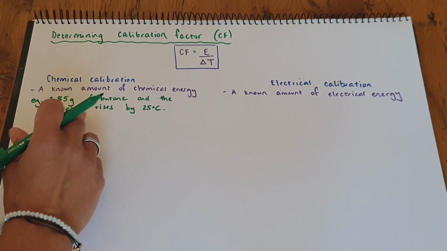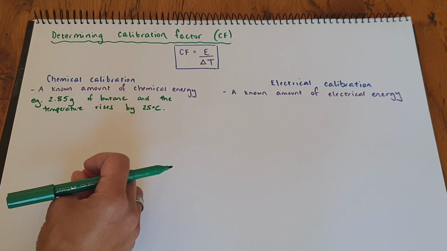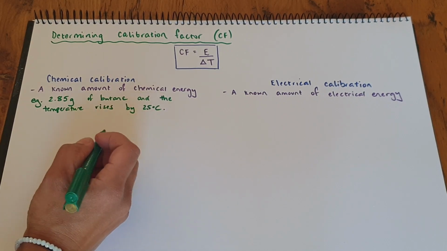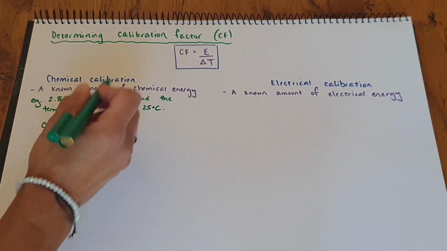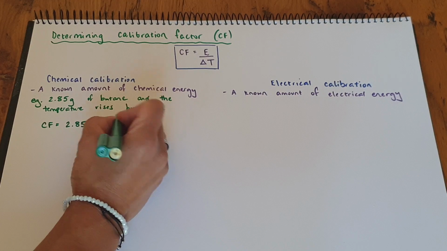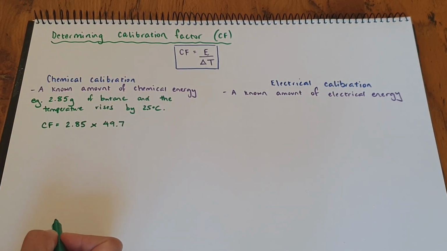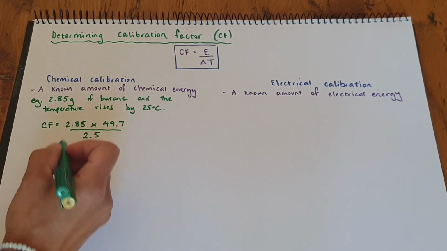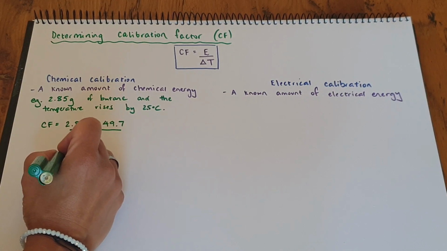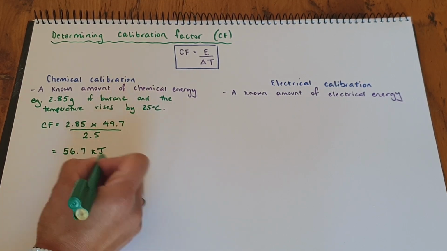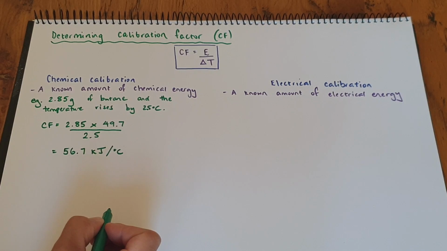Okay, so if we're going to calculate the calibration factor, the known amount of chemical energy, I look at the data book and I see that butane can release 49.7 kilojoules of energy for every gram. I've got 2.85 grams, so the known amount of energy would be the 2.85 grams that I have of butane multiplied by how much energy I get from every gram. I have to divide by the temperature change, which in this case is 2.5. I put that all into the calculator and I get 56.7. This was in kilojoules, so that means that my calibration factor is in kilojoules per degree Celsius. So a known amount of chemical energy can help us to get the calibration factor.